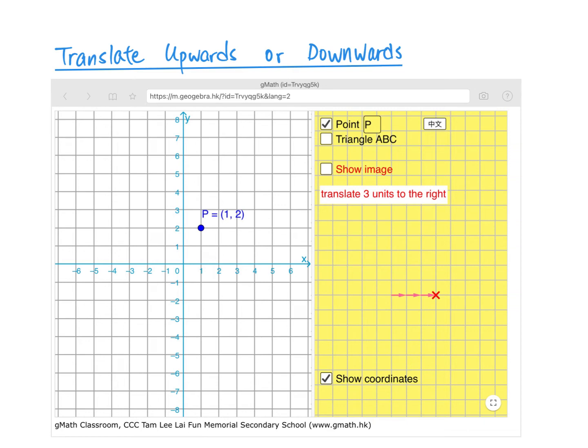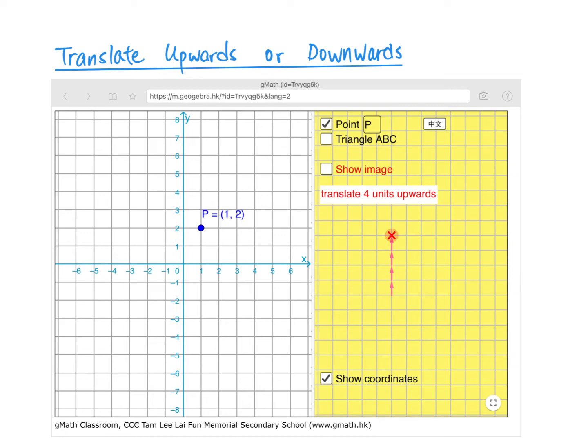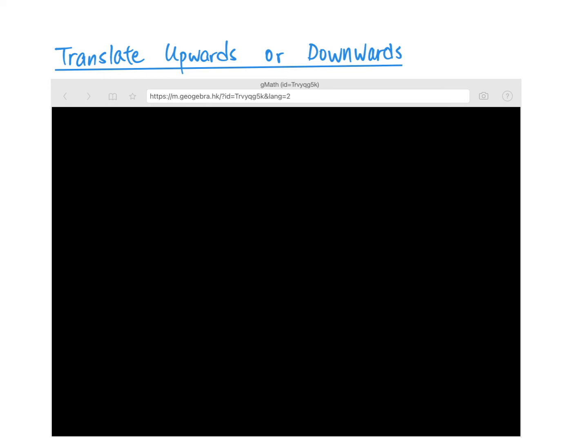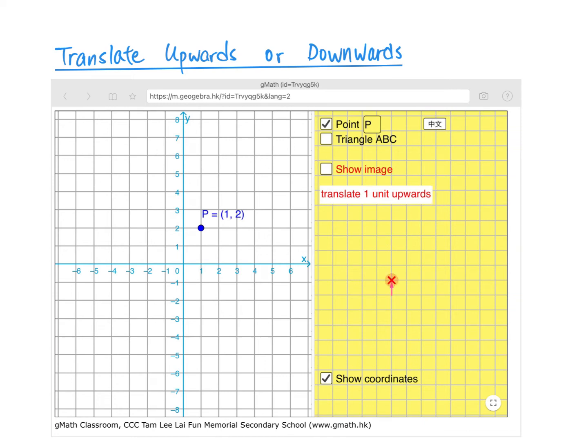How about when we translate the point upwards or downwards? Let's see. Now the same example, but this time I want to move the point 4 units upward. Can't you see it is a vertical line this time? Vertical line, so the same x coordinate. The effect will be on the y coordinate. From 2 to 6 upward seems an addition: 2 plus 4.